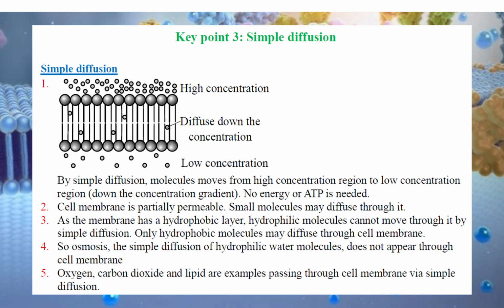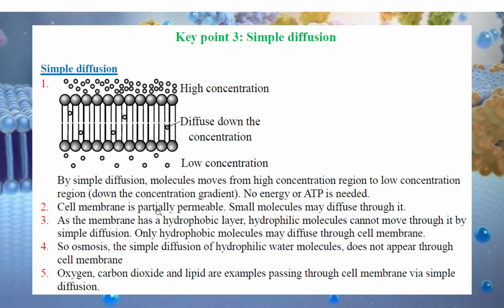So how can things pass through the cell membrane? First is by simple diffusion. Okay? You know, hydrophilic ones can't pass through. Ions and polar things can't pass through, but small molecules can pass through, especially those that are hydrophobic. By simple diffusion, the molecules move from a high concentration region to a low concentration region. Okay? Just like some probability thing, right? The things will move from high to low, due to probability. Okay? No energy or ATP is needed. So we call it passive transport.